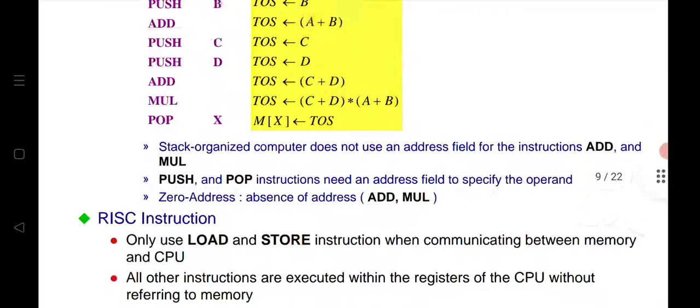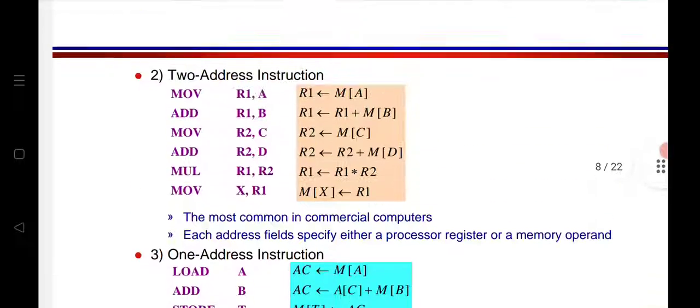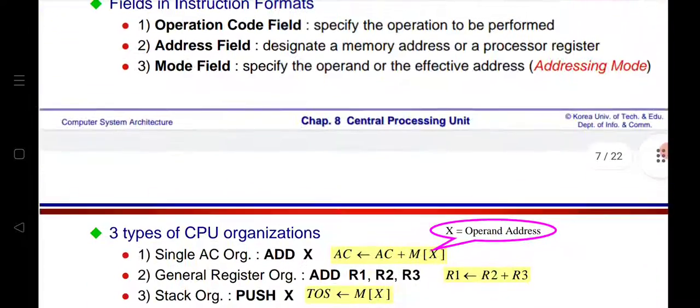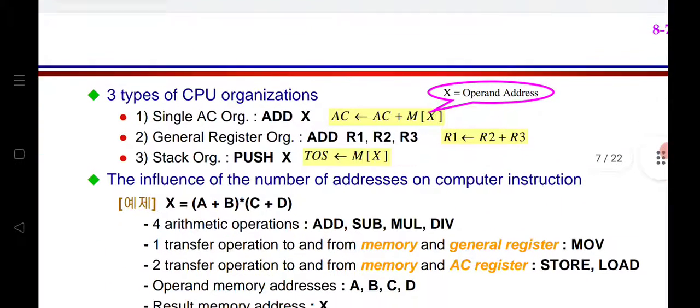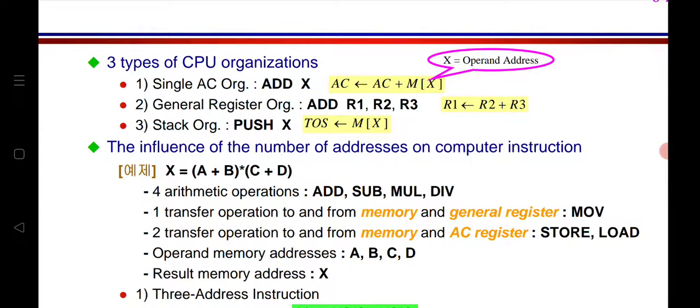So in today's class we have discussed the instruction format. In this instruction format we will have 3 fields. One is the operation code field, that is your opcode field. Second is your address field, and the third is your mode field. The mode field is your addressing mode field, which we will discuss in the next class. In the CPU we will have 3 types of organization: single accumulator organization, general register organization and stack organization.